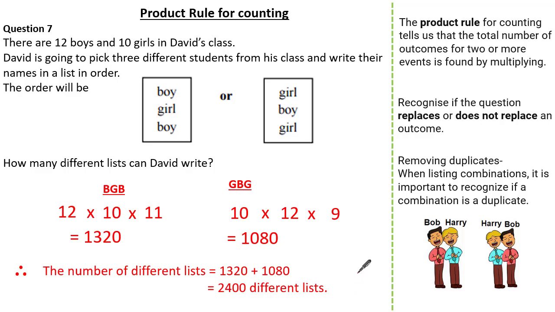So, in summary, the product rule for counting uses multiplication to find the total number of combinations. This is much quicker than listing combinations. It's also important to read the question carefully and interpret if one event is impacted by the previous event. And finally, when listing, you'll need to recognize if there is a duplicate pairing. Therefore, you might need to divide.